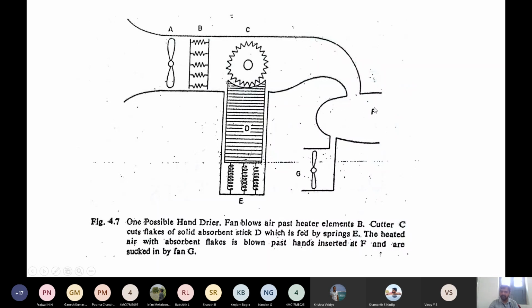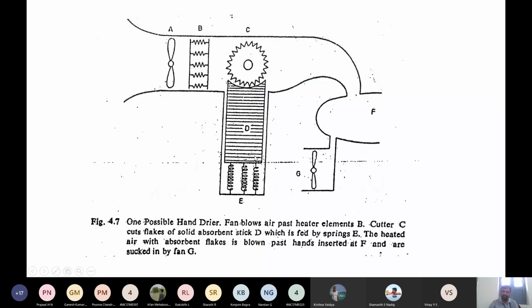The air with absorbent is available at this location where students are going to insert their hands. When they insert their hands, the stream of hot air with absorbent will absorb the moisture content in the hand, so that hands become dry. Again, this air with absorbent will be sucked by another fan kept at this location. Okay, this is one possible design.